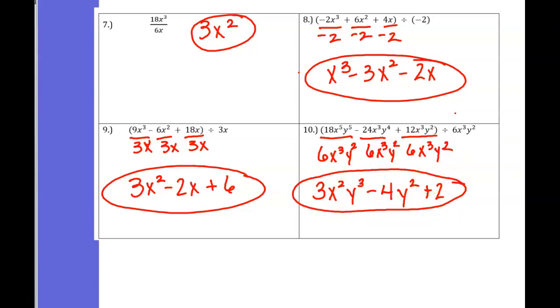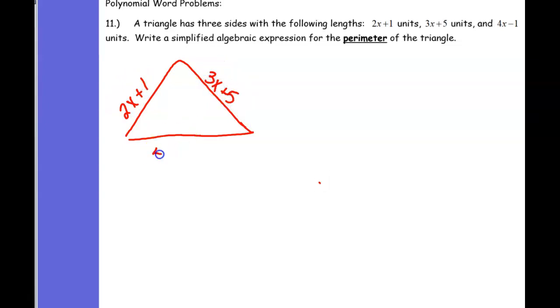Now we're going to do a couple of word problems with polynomials, and usually they deal with area and perimeter. So if you recall, perimeter is the distance around an object or a shape. It's the outside distance, so we're just going to add up all the sides. The question says a triangle has 3 sides with the following lengths. Well, I always like to draw a picture. Here's my triangle. One has a length of 2x plus 1, the other 3x plus 5, and the last one 4x minus 1. Write a simplified algebraic expression for the perimeter of the triangle.